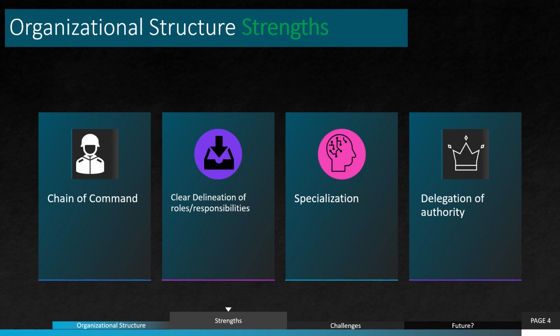You want to avoid a single point of failure. So the delegation of authority allows the organization to continue in the absence of any one of those links within the chain of command.